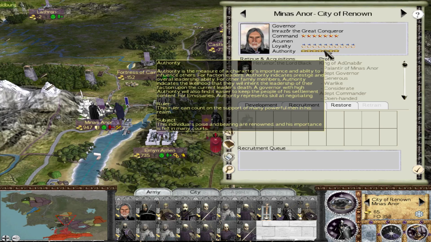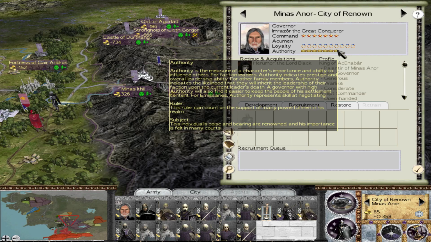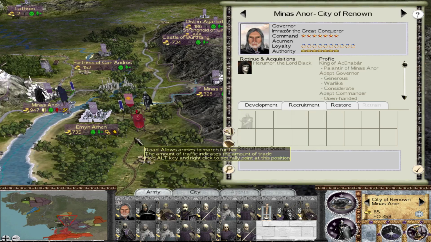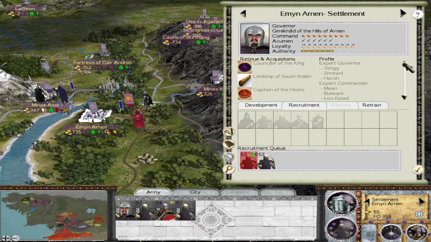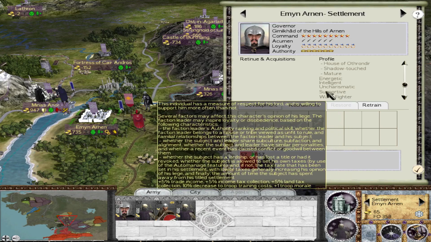So that's pretty good. As you can see where it says ruler down there, it says this ruler can count on the support of many powerful men in his realm. And that's one of the factors of authority in the 4th Age. High authority will translate into your other family members, governors or generals, being more effective in their respective roles. Generally speaking, an extra crown or two of authority will translate into a higher level of the trait that we call opinion of liege. So let's take a look at one of these governors. This is Gimil Khad. He is the Lord of Emin Arnen, and he is supportive.